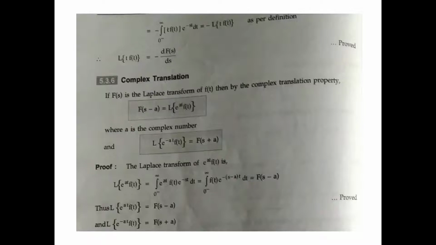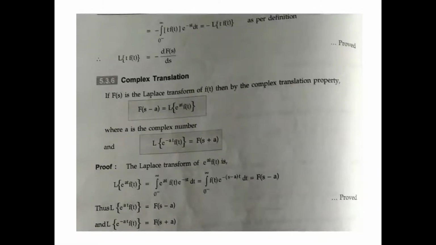The next property is complex translation. If F(s) is the Laplace transform of f(t), then by the complex translation property, L{e^(at) f(t)} equals F(s minus a), where a is a complex number. Similarly, for e^(-at) it is F(s plus a).